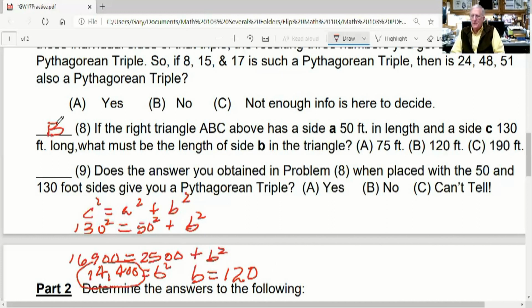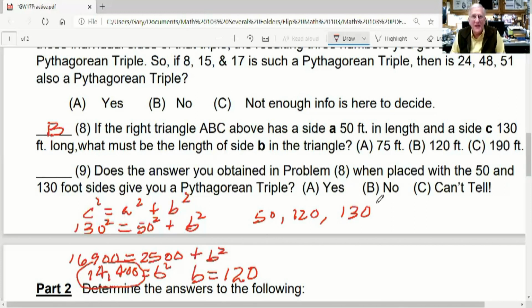Does the answer you obtained in problem 8, when placed with 50 and 130-foot sides, give you a Pythagorean triple? Well, they're all numbers that come out even. They have no decimals in them. They don't go on forever, any of the decimals. So the Pythagorean triple, okay, 50, 120, and 130 does exist.